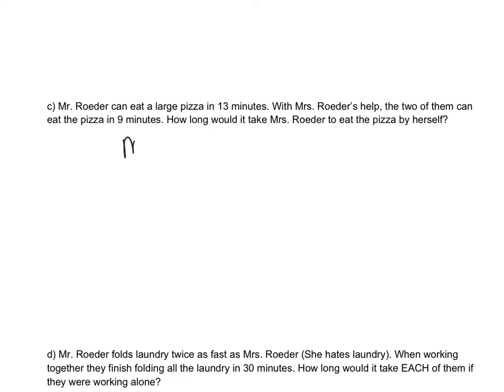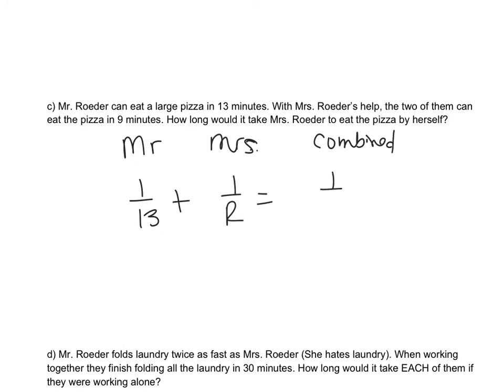So we have Mr. Roeder, right? And that would be 1 over 13 plus Mrs. Roeder. We don't know what that is, so I'm going to give it an R. 1 over R equals our combined, right? That would be 1 over 9. Okay, these numbers are even more gross than the last one. Looks like your least common denominator is going to be 117R. So I would have to multiply this by 9R, this by 117.